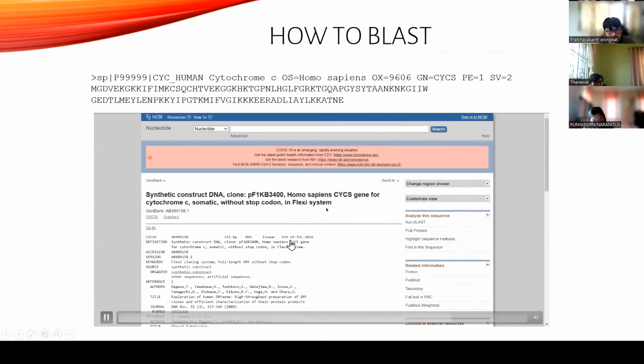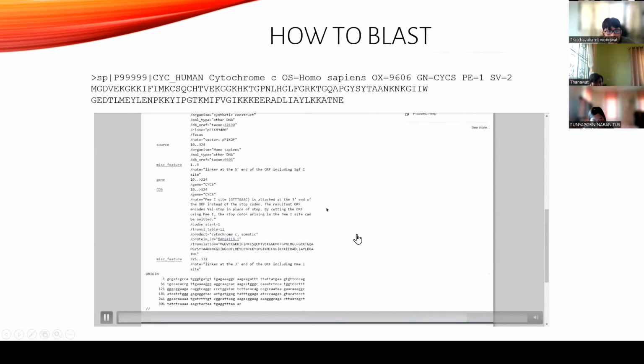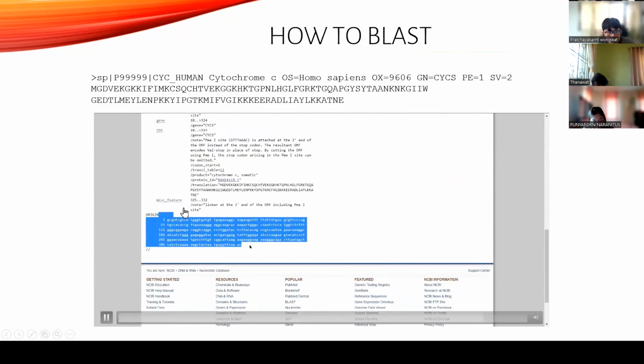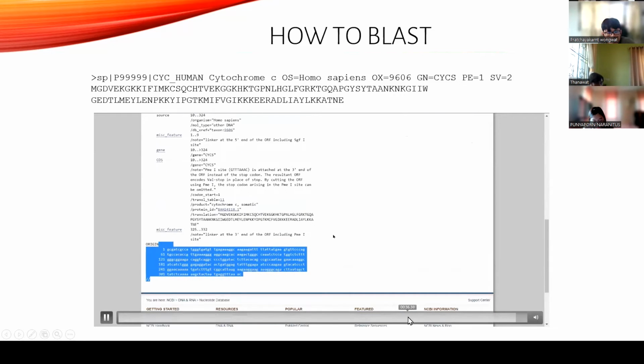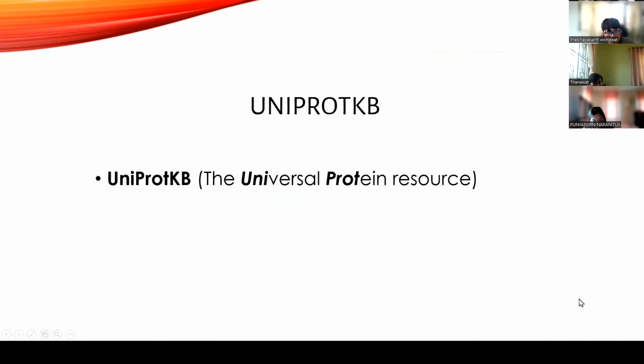And then if you click into the source, you can see the DNA of that output sequence. So this is an example of how to BLAST. So by that way, you can put in your sequence and get out other proteins in other species.